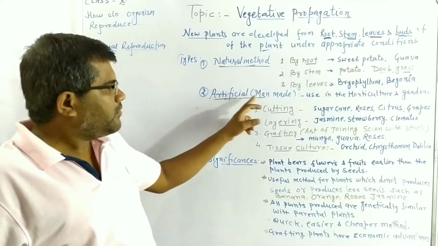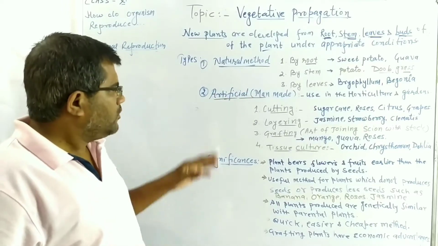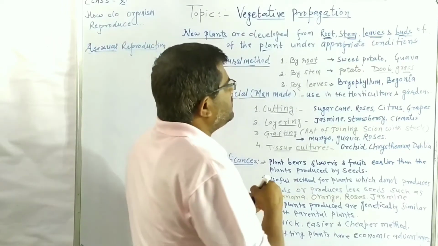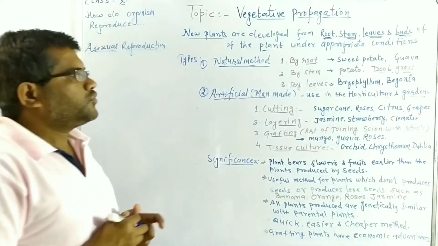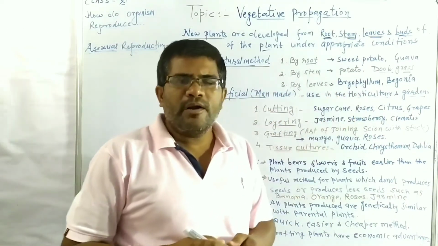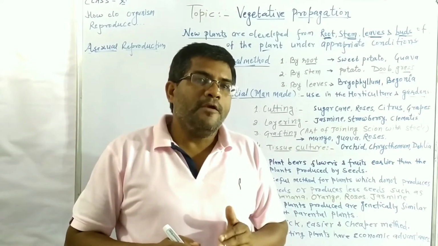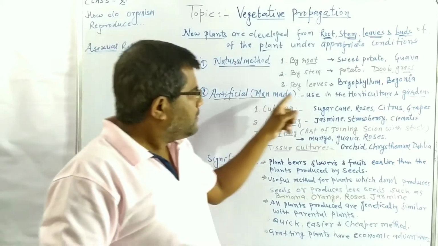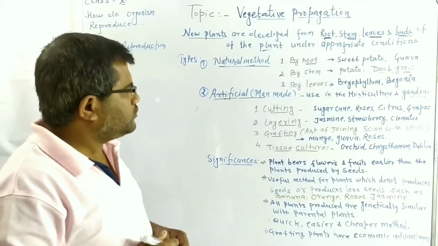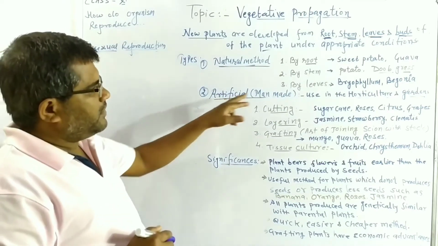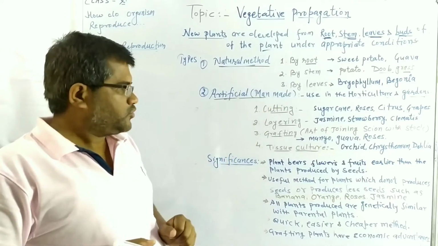Artificial means there is involvement of human beings, so it is also called the man-made method. The artificial method is generally used in horticulture as well as in gardening. In horticulture, ornamental plants are developed, or plants which are economically important. So in horticulture and in gardens, this artificial method is used. Since there is involvement of human beings, it is also called the man-made method.